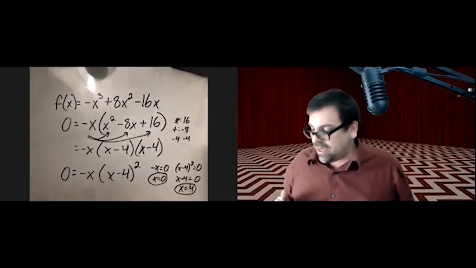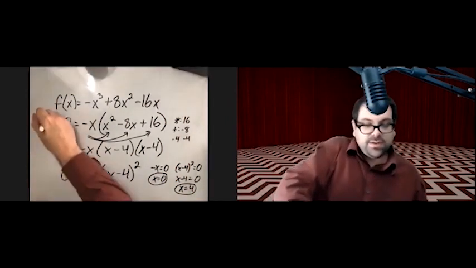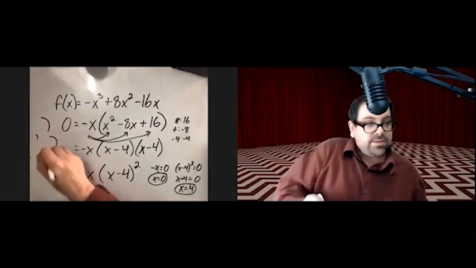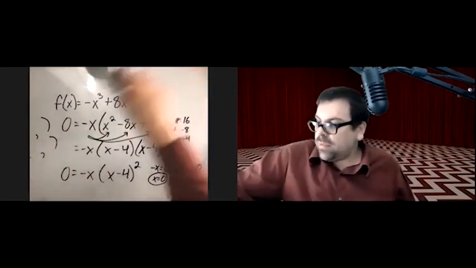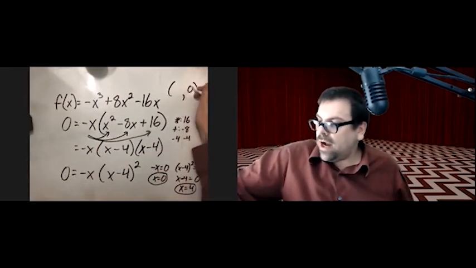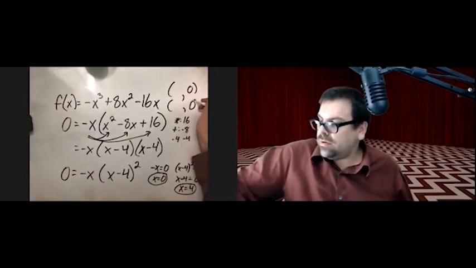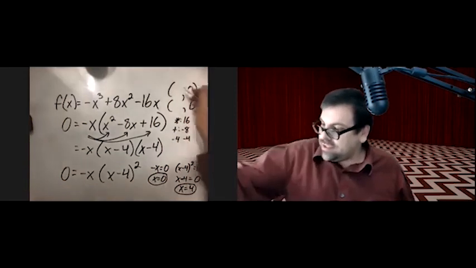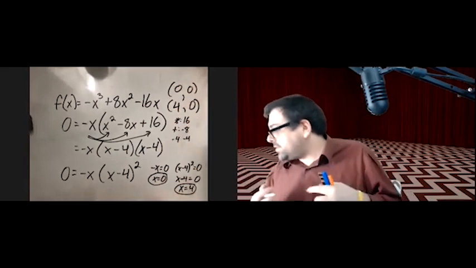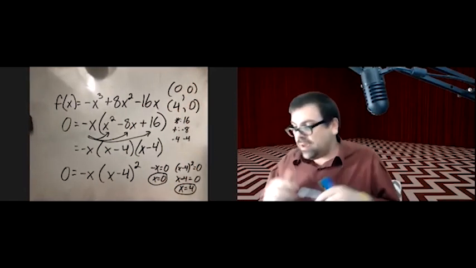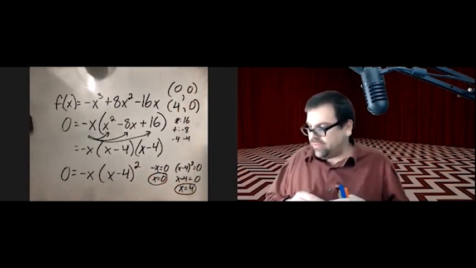They are the x-intercepts. An x-intercept is a point where y is 0. So (0, 0) and (4, 0). These are points that we can use to graph this.